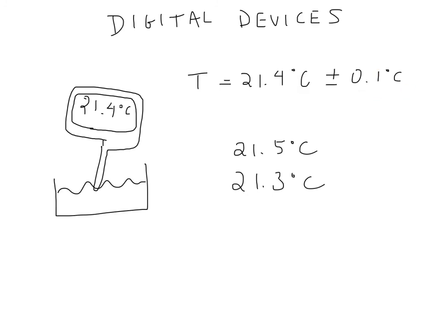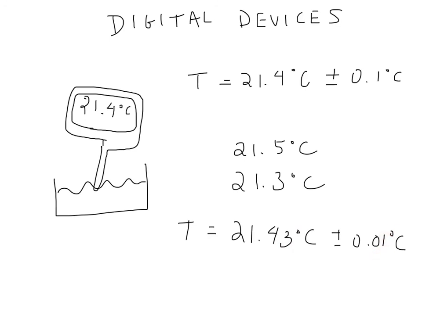Let's say I had a better thermometer, and my better thermometer was giving me a reading of 21.43. Yes, very good. Better thermometer, good job. And in this case, the uncertainty is plus or minus 0.01, because now my better thermometer measures to the 100th place. That's the last place it measures. Thus, my uncertainty is 1 in the 100th place.